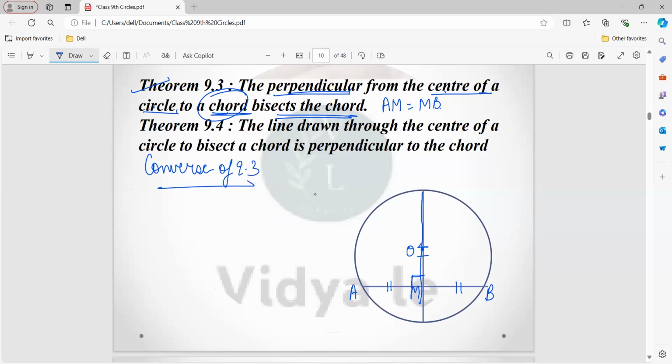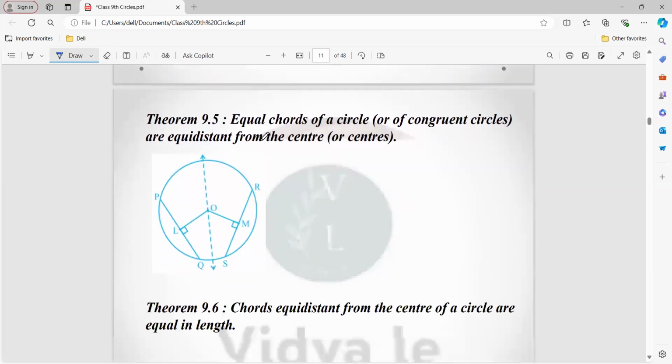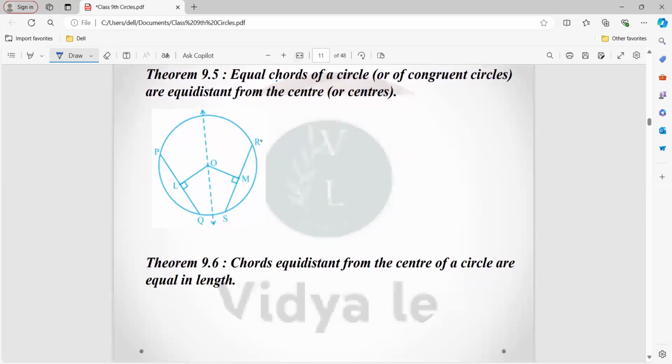Here we have: a line drawn through the center of a circle to bisect a chord is perpendicular to the chord. If we take a line from the center such that the line is bisecting the chord, then that line will be perpendicular. So any line that is passing through the center and bisecting the chord will definitely be the perpendicular line. Okay. Wonderful.